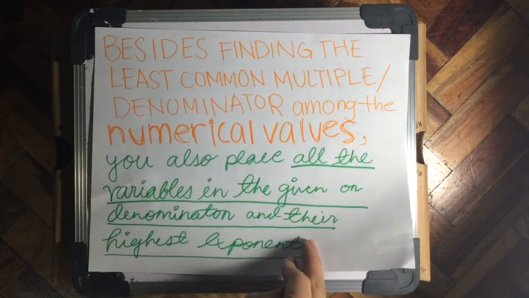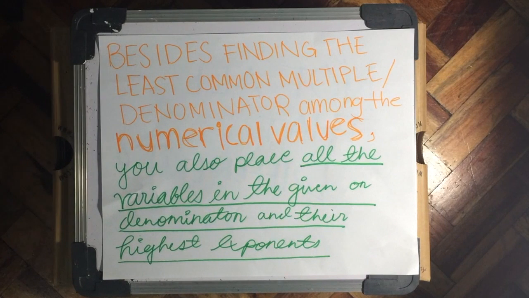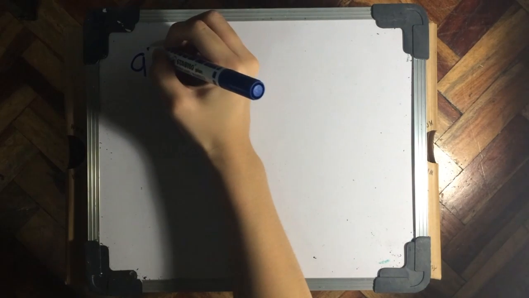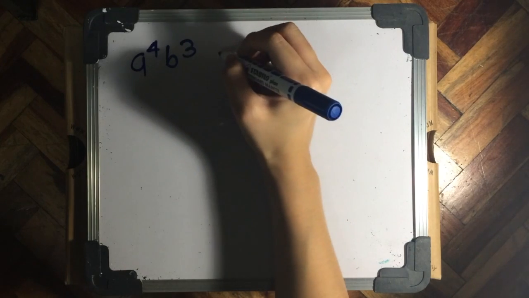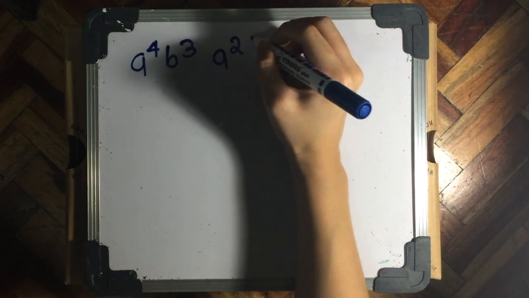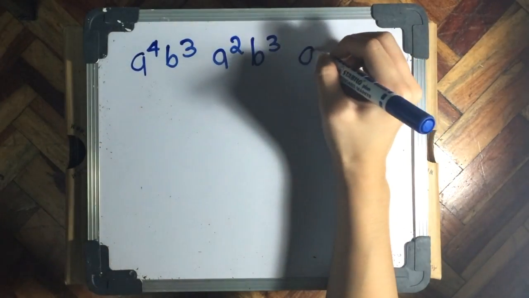For rational expressions, it isn't all that different. Besides finding the least common multiple or denominator among the numerical values, you also place all the variables in the given or denominator and their highest exponents. An example of a problem without numerical values would be when you are given a to the fourth b to the third, a to the second b to the third, and a to the third b to the third.